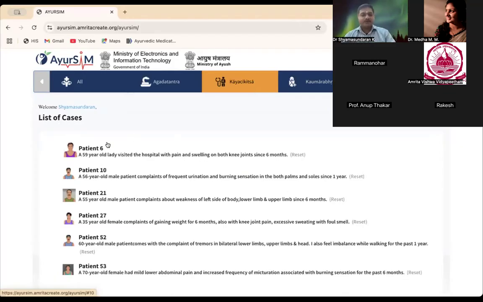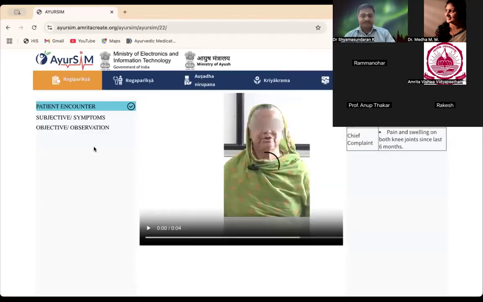And once you have entered into one particular case, as in a clinical setting, when you're sitting in an OPD, the first thing that you see is the patient walking into your clinic and talking to you. The same has been depicted here. The patient is present right in front of you, and it is represented by a small video.